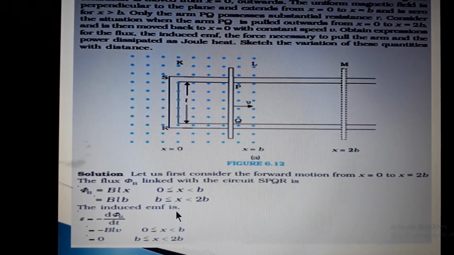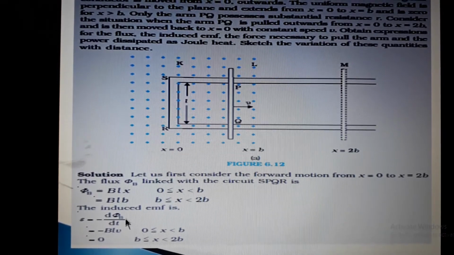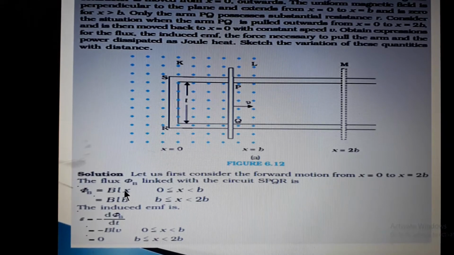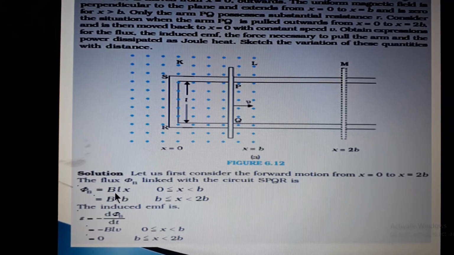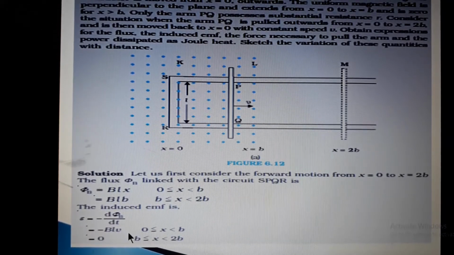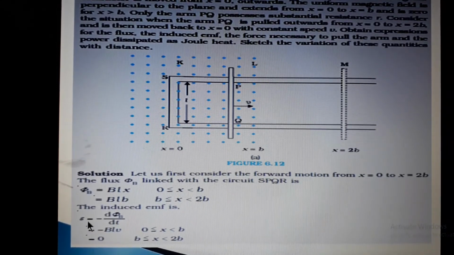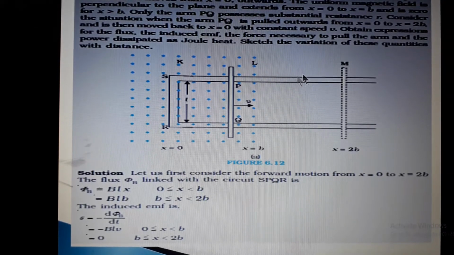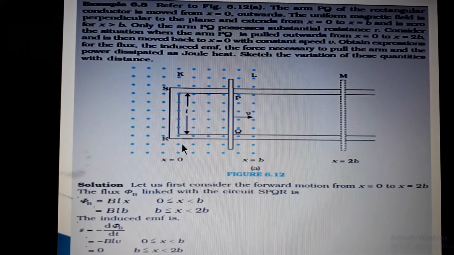Then find the induced EMF. EMF is equal to minus d phi by dt, and phi is equal to BLx. So that is d by dt of BLx. BL is constant, so dx by dt, and dx by dt is equal to v. So E is equal to minus BLv from 0 to b. But from b to 2b there is no magnetic field, so EMF is equal to 0.